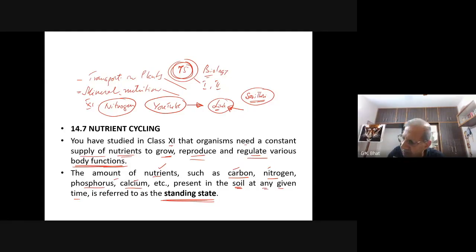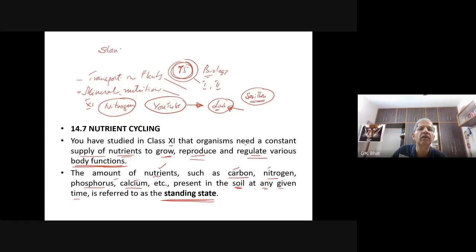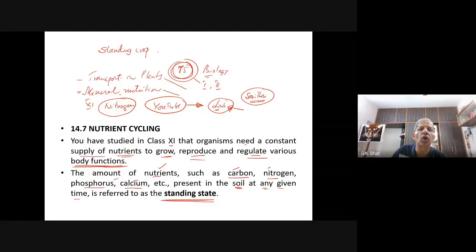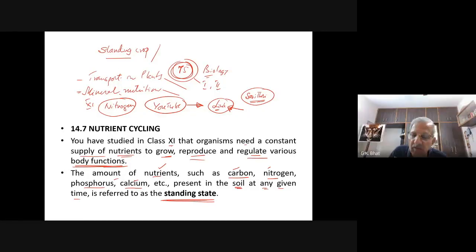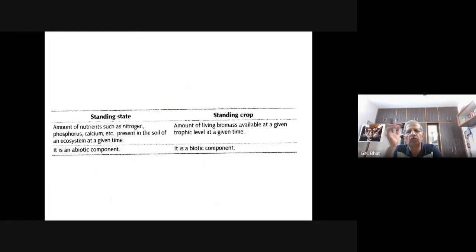Have you heard another term like this? Standing crop. Who said it? Vismita. Tell me, what is the difference between standing crop and standing state? Sir, standing crop is the amount of living biomass. Very good. And standing state is the amount of nutrients. Star of the day. So this is what you have: standing state and standing crop.